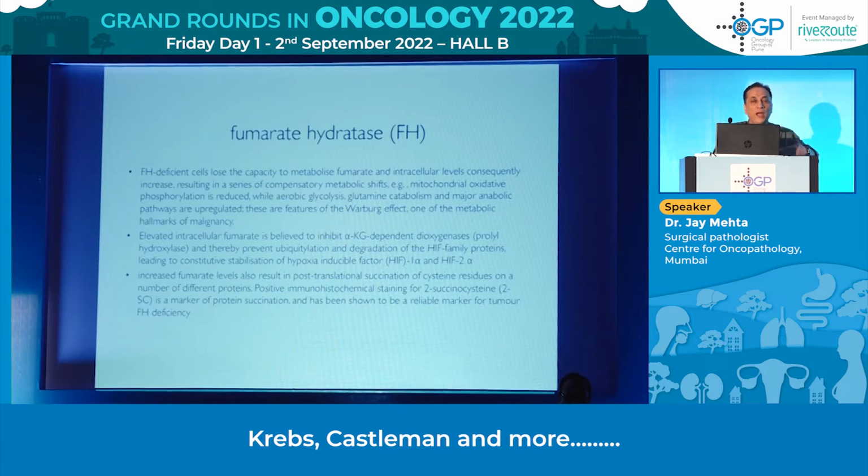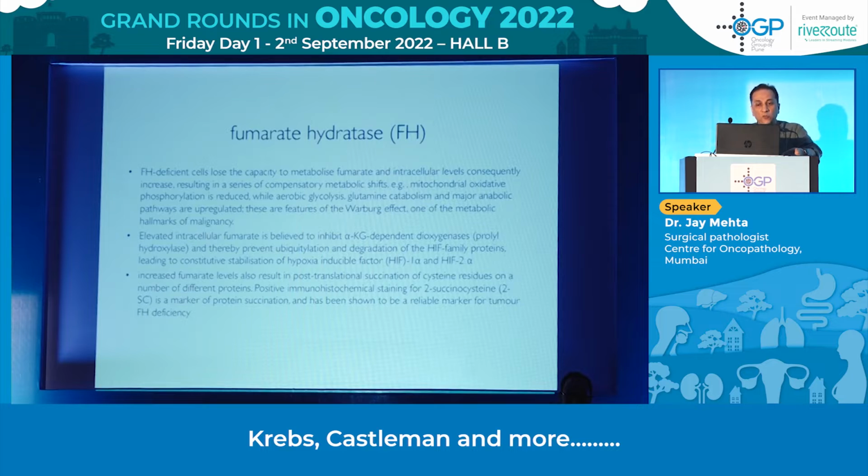A little bit of what happens when there is FH deficiency in the cell. You have difficulty in metabolizing fumarate, and therefore intracellular levels of fumarate increase. This results in some compensatory metabolic shifts. The mitochondrial oxidative phosphorylation is reduced because, if you remember from your biochemistry days, the Krebs cycle provides a substrate for oxidative phosphorylation, so that becomes reduced. At the same time, there is an increase in aerobic glycolysis, there is catabolism of glutamine, and there is an increase in anabolic proteins. These are all features of the Warburg effect, which is very active in cancer cells.